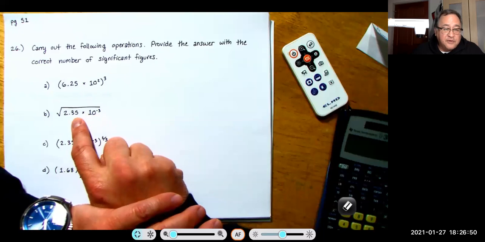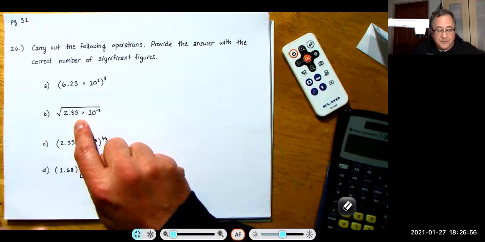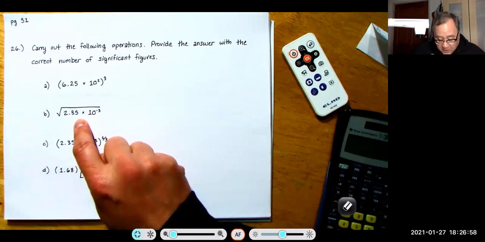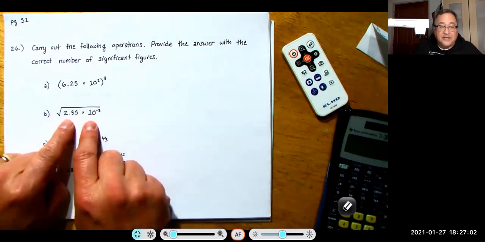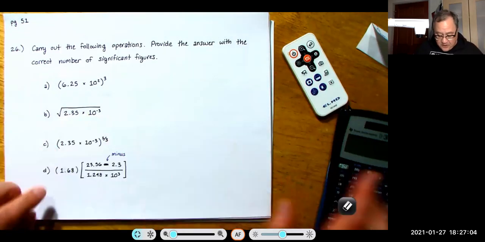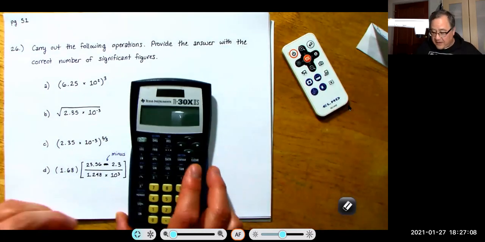When you take the square root of something like 0.01, it's actually 0.1 times 0.1. The point is that the answer is bigger than what's underneath here. So when we do this problem, we should get a number that's bigger than this. So I'm going to show you a couple of ways on my calculator for how to do this.